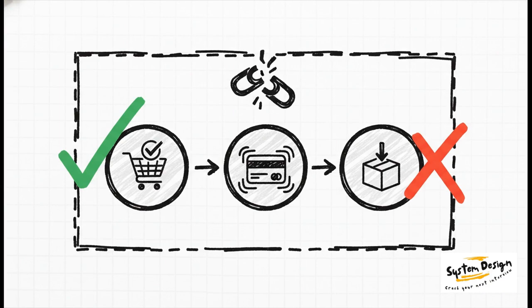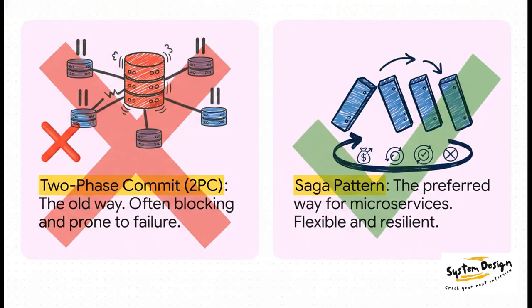Just think about placing an order online. The system needs to process your order, and it needs to take your payment, and it needs to update the inventory. But what if those are three totally separate systems, maybe even three separate databases? How do you possibly guarantee that either all three of those things happen, or if one fails, none of them happen? Well, the old school answer was something called a two-phase commit. But honestly, it's often slow, super complex, and pretty fragile.